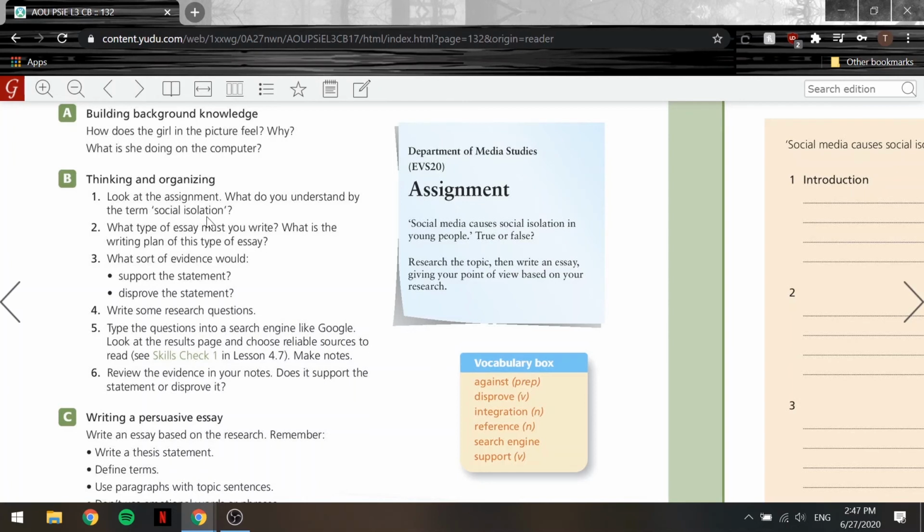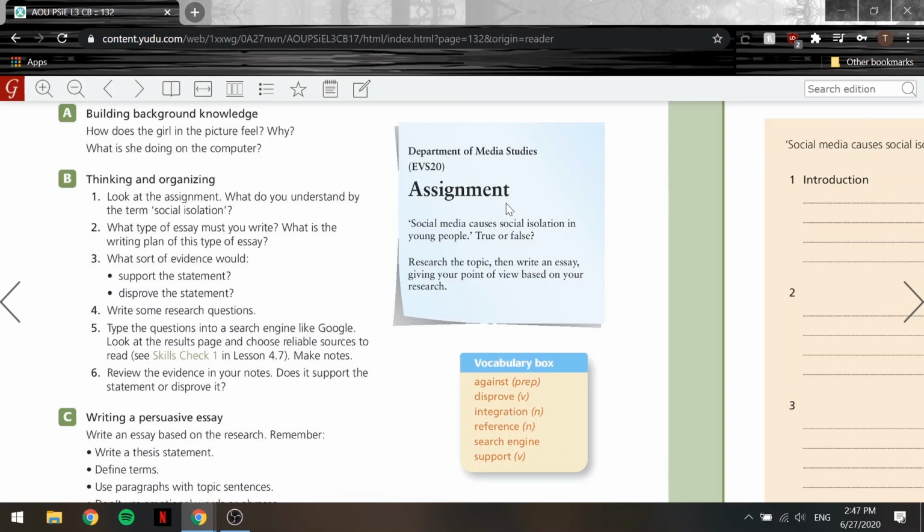So what type of essay must you write? First of all, you got to understand what this is. We're going to be writing a persuasive essay, right? We want to persuade the other party to our point of view. So you got to have your own point of view before you start writing. So social media causes social isolation in young people. Is that true or is it false? Well, for me personally, I'd say it is false, but you might disagree.